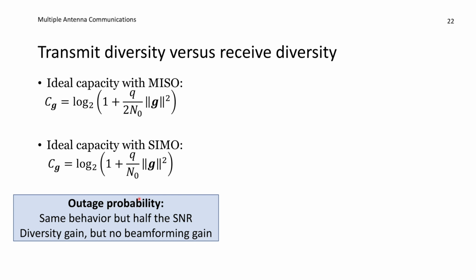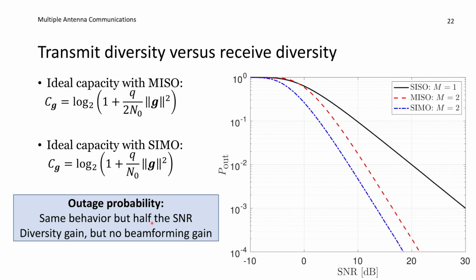And we can characterize the outage probability in the same type of way. Same behavior as before, it's just that we will have only half of the SNR. So we can expect to get a diversity gain, but no beamforming gain. And that is shown in this graph here, where we show the outage probability on the vertical axis versus the SNR in dB scale. We have the black curve, which is the SISO case. Then we have the blue curve that we have analyzed earlier. This is the SIMO case with 2 antennas. And we see that we have a better slope. That is because of the diversity gain.